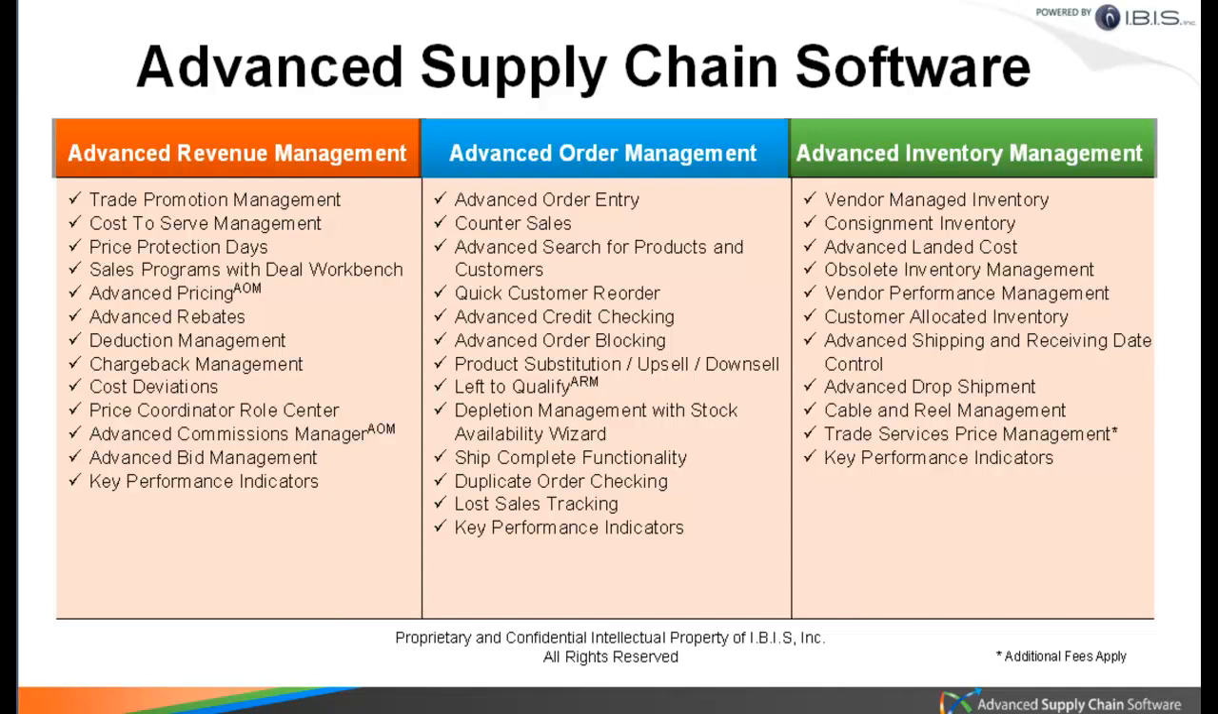Then you need to look at advanced order management with counter sales, with credit checking, with order blocking, with product substitutions, upsell, downsell, lift to qualify, Mr. Customer, if you buy 3 more, you get a better discount, lost sales tracking, duplicate order checking. Again, you're bringing the efficiencies to your CSR, but not only to your CSR, you're bringing the same efficiencies to your automated order entry processes, whether they be EDI, whether they be to an e-commerce system. Now the same information is available across multiple channels. It doesn't have to be somebody on the phone all the time that makes that information available to you and allows you to take advantage of it.